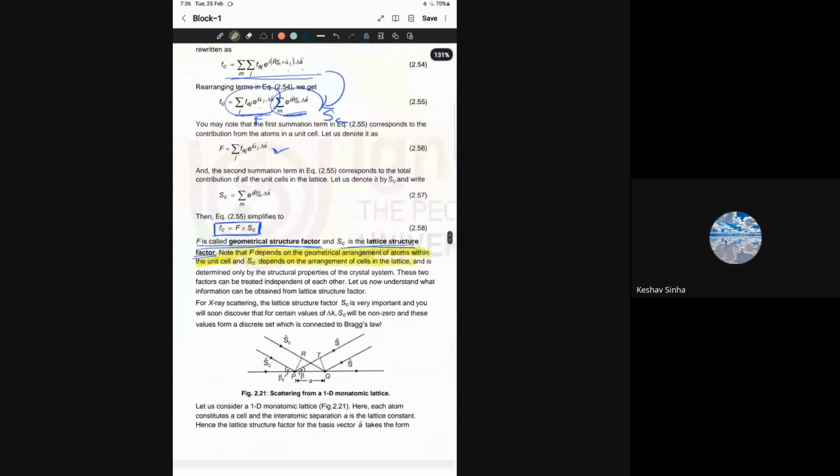What is F? F is called geometrical structure factor, and SC is called the lattice structure factor.